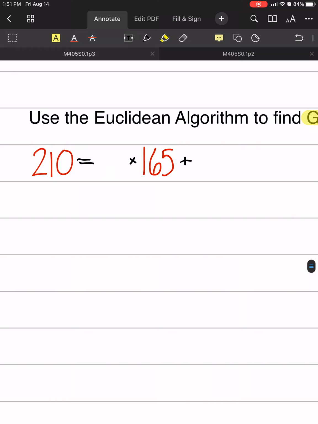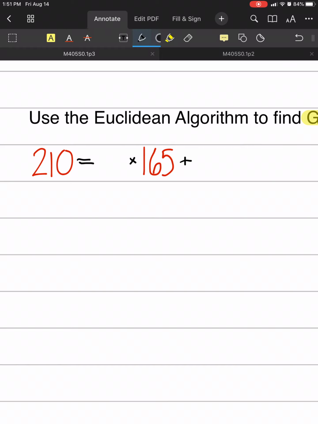Essentially, we're using the division algorithm here. We want to divide 210 by 165, find out what the quotient is, and find out what the remainder is. So, again, I'll let you pause the video. It shouldn't take long. Pause the video and find the quotient and the remainder here.